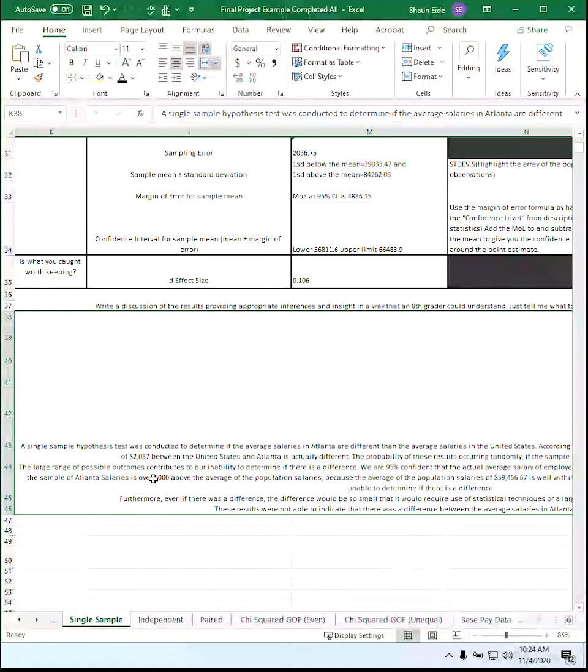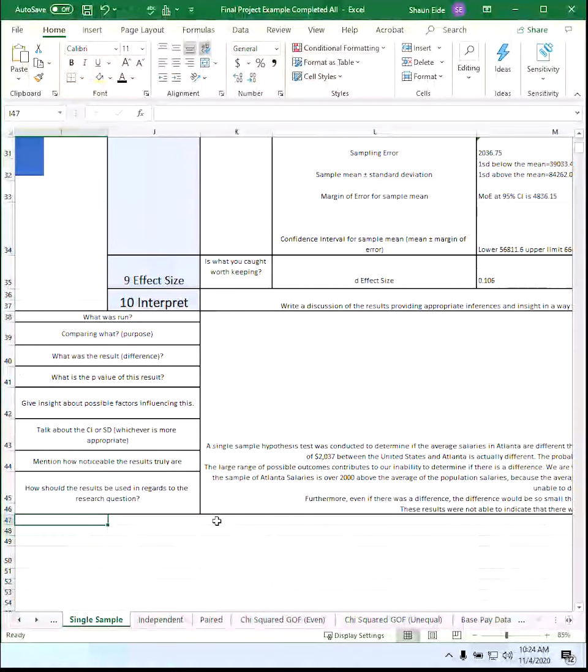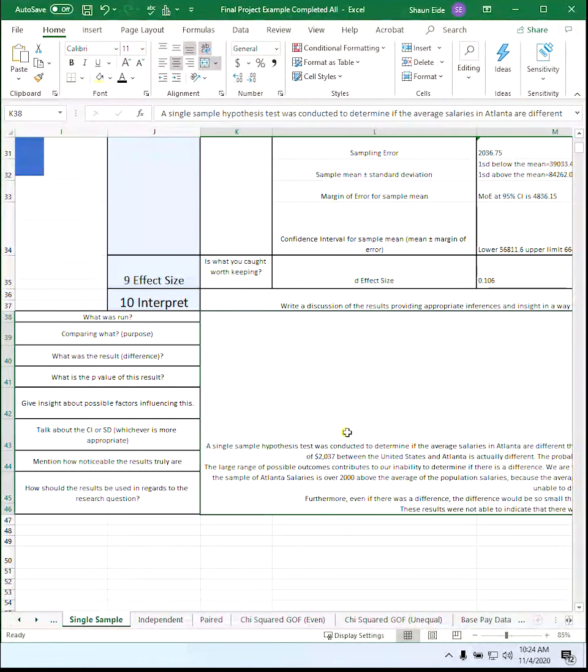It says, a single sample hypothesis test was conducted to determine if the average salaries in Atlanta are different than the average salaries in the United States. So literally I said, this is what was run, the single sample hypothesis test. That is why it was run. And then what was the result?